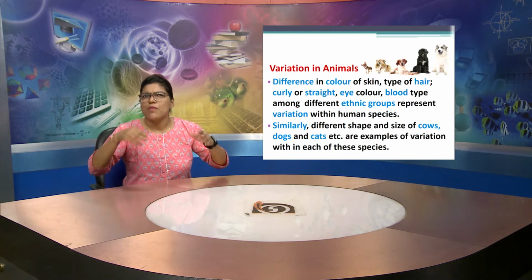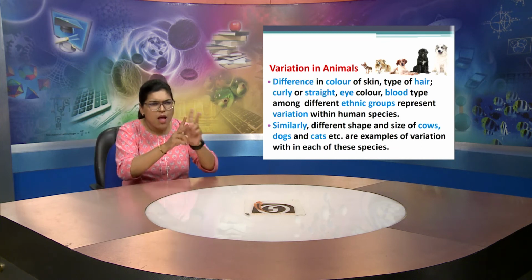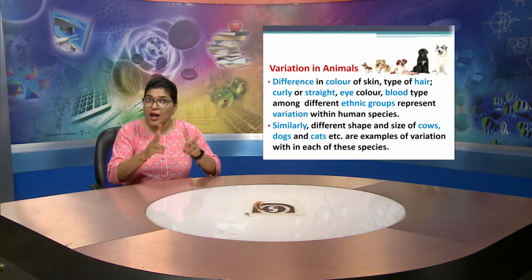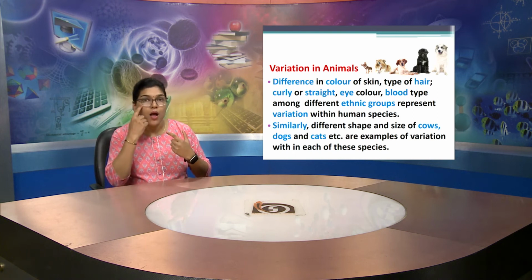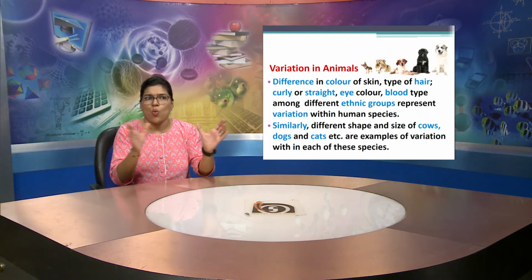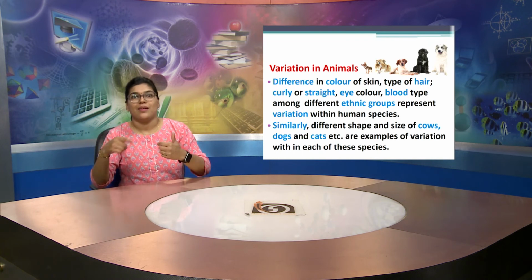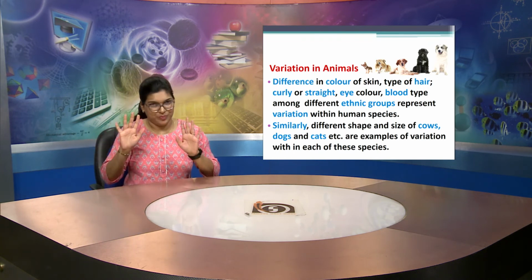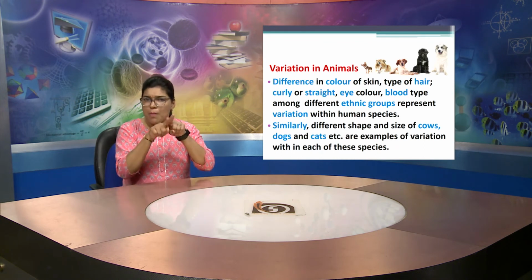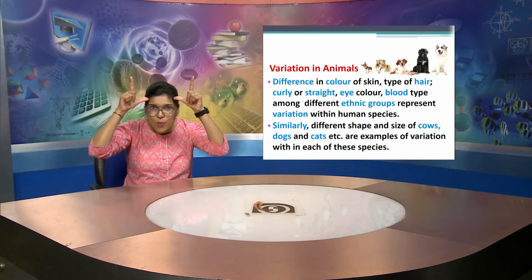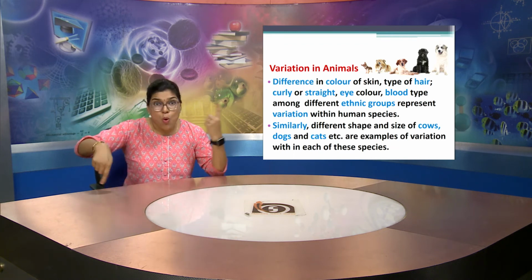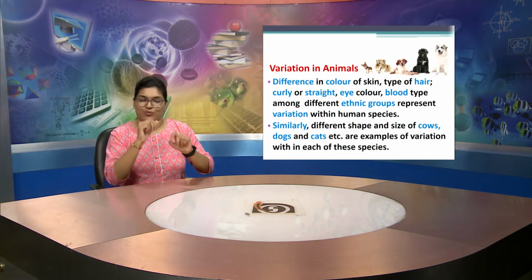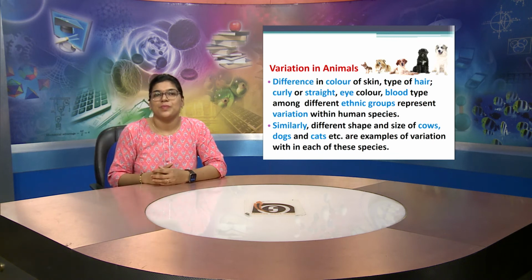Here we talk about the variations in animals. The differences in color of skin and type of hair, curly or straight, eye color, and blood type among different ethnic groups represent variation within the human species. And similarly, there are different shapes and sizes of cows, dogs, and cats. These are all examples of variations within each of these species.